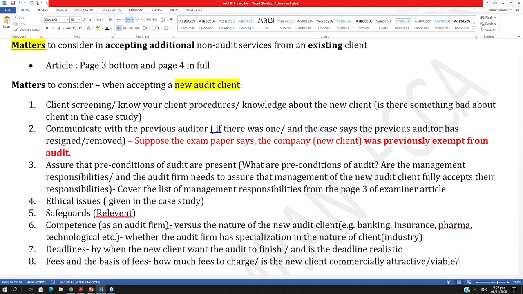So please read the examiner article. I made a summary in front of you. Will this summary help you to read page number 3 and 4 of the examiner article? Will you reconcile it when you're reading the article 1 to 8?